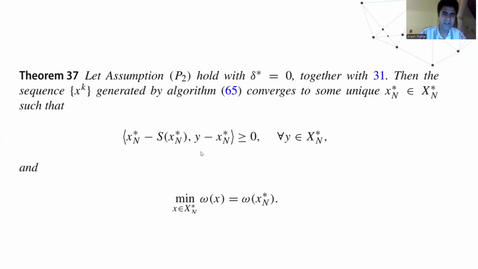And then here, if assumption P2 holds and delta star is 0 together with assumption 31, then xk generated by the main algorithm converges to a unique xn star belonging to big xn star. You have this, and xn star, as I pointed out already, is a minimal point of the main objective omega.